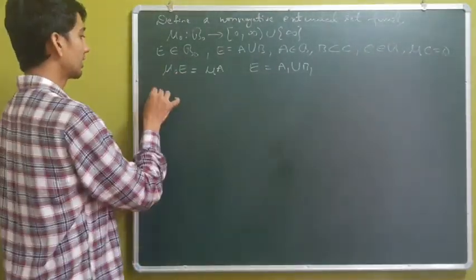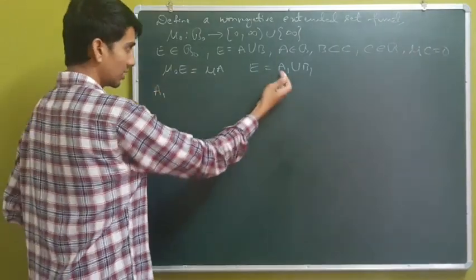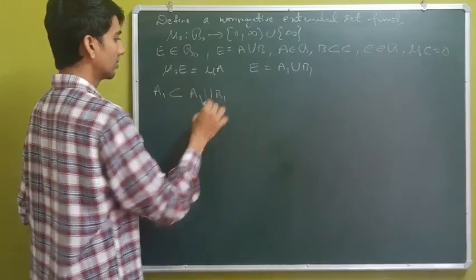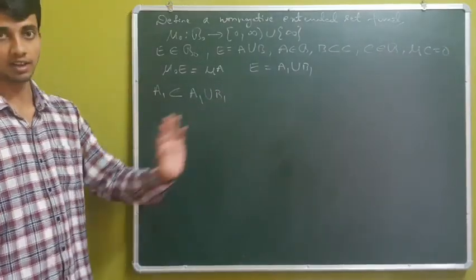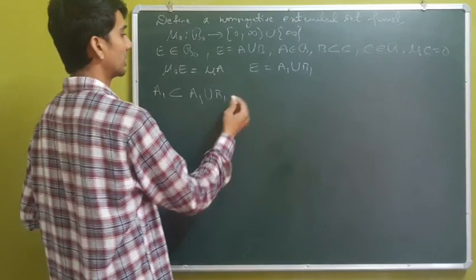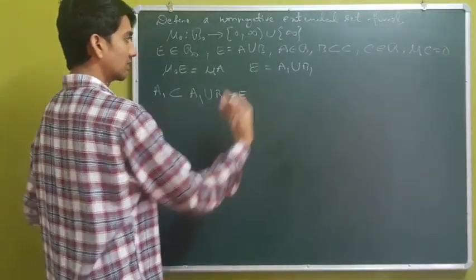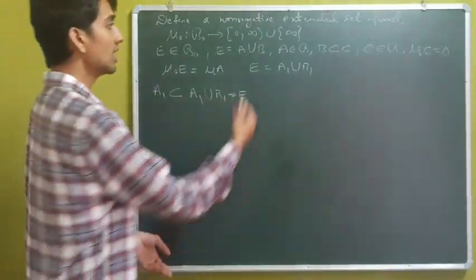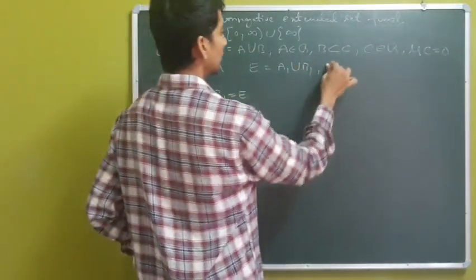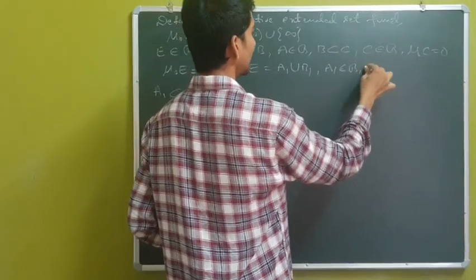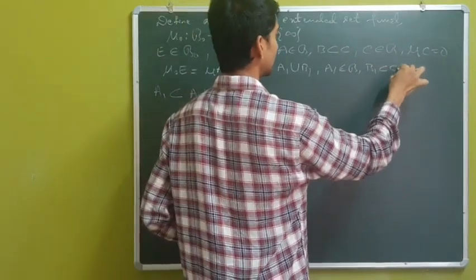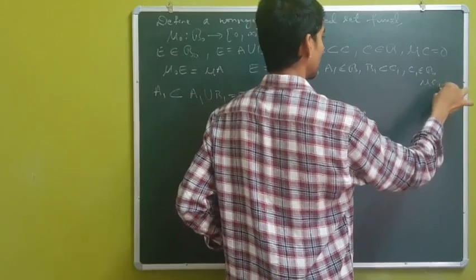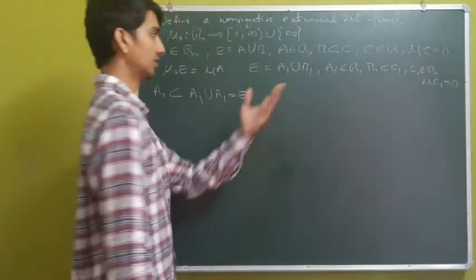So for the first, I will consider the set A1, and clearly this is contained in A1 union B1. So A1 is contained in A1 union B1, and this is nothing but equal to E. So I have expressed A1 union B1 as E. Along with that, in the same case, we have A1 coming from the collection and B1 to be contained in, say, C1, and C1 will be coming from the collection along with the measure of C1 to be 0.